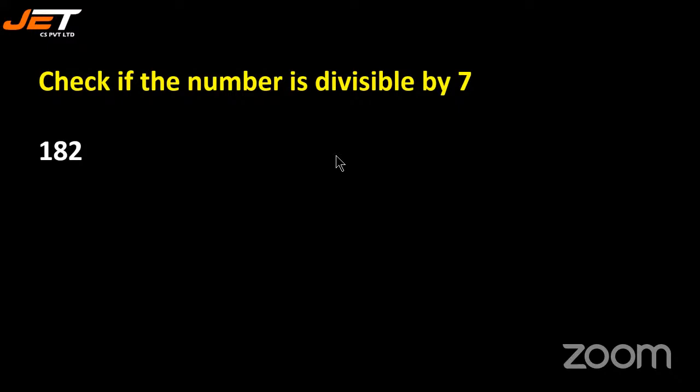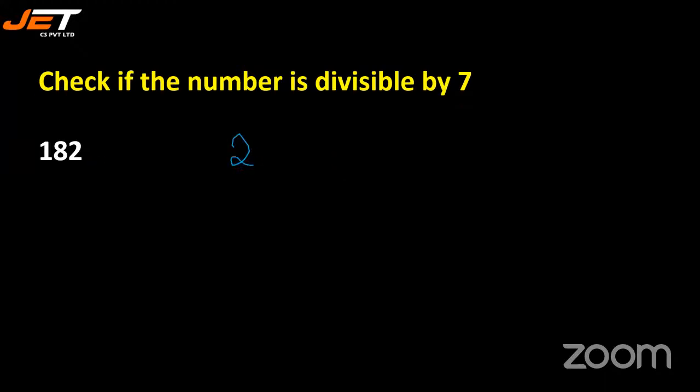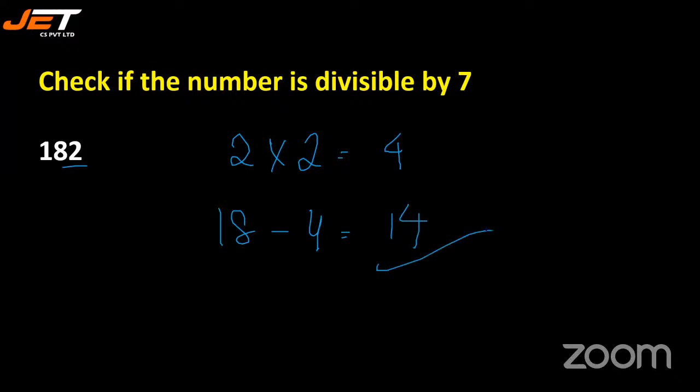182, please check for 182. Yeah. So last digit is 2. I'll do times 2, which is 4. 18 minus 4 is 14, which is a multiple of 7. I know that 7 times 2 is 14. That means this number is also divisible by 7.